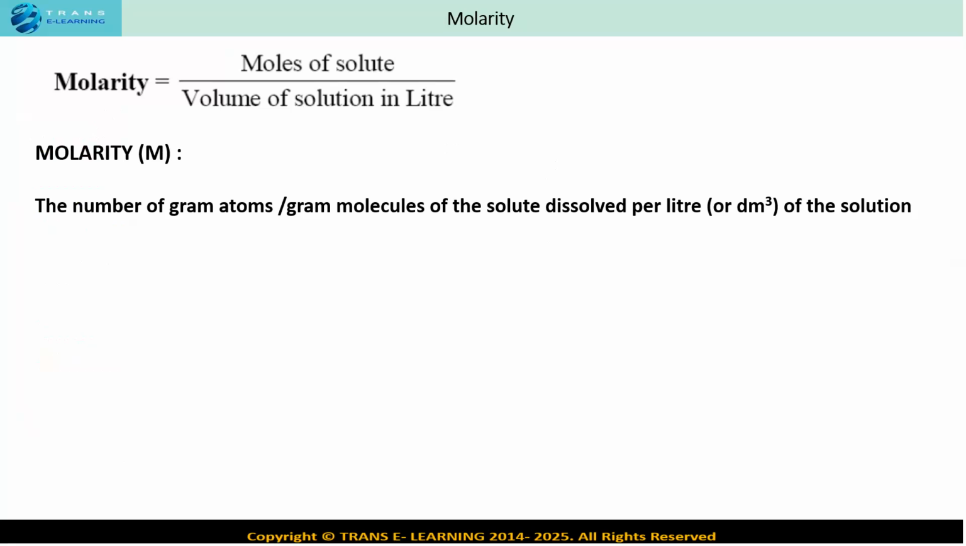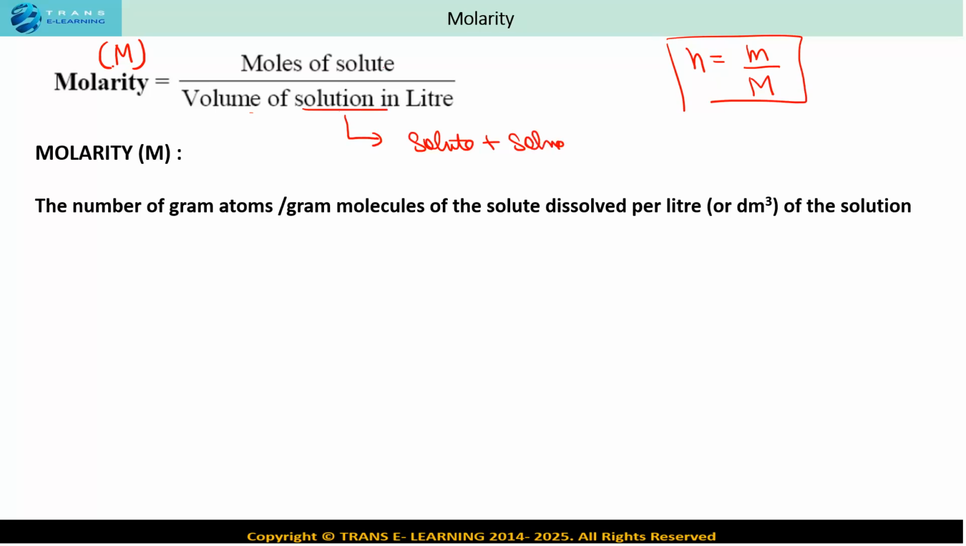Now the molarity is represented by the capital M, and that is number of moles of solute upon volume of solution in liters. We know that the number of moles is equal to given mass upon molar mass. And when we are talking about the word solution, that means we are going to add up the solute as well as the solvent. That will give us the solution.